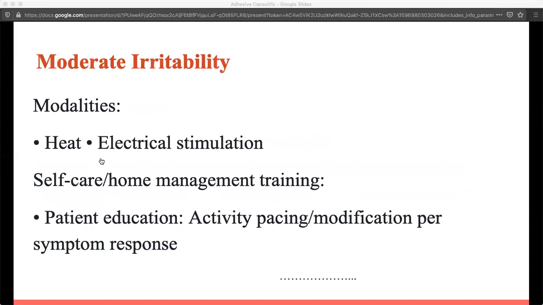With moderate irritability, you can still use heat and electrical stimulation, but you might not need so much of it, maybe for the first few sessions. Again, patient education on modification of exercises depending on their symptom response. So see how your shoulder behaves, do a little bit, try it. If it hurts, stop. If it hurts, reduce the intensity or the frequency or the duration of your exercises. You want to modify those things.